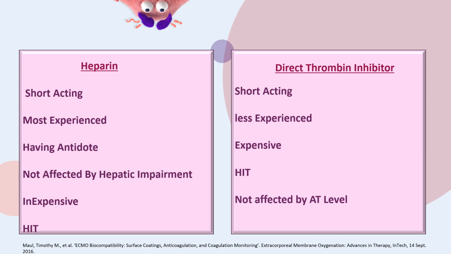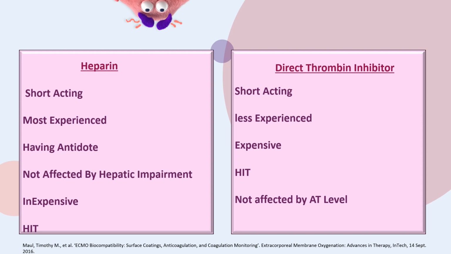There are two different categories: heparin and direct thrombin inhibitors, which include argatroban and bivalirudin. Heparin is short-acting. It's the most experienced drug. It has an antidote, protamine, and is affected by hepatic impairment. It's not expensive, but the main complication is heparin-induced thrombocytopenia.